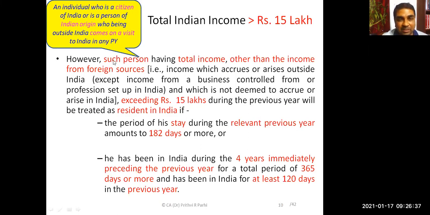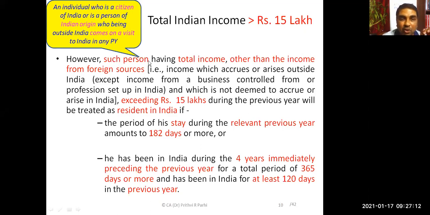However, such person, can you see the wording? What is written here? Such person. And the meaning of such person I am explaining: an individual who is a citizen of India or a person of Indian origin who, being outside India, comes on a visit to India in a previous year. That means I am talking about the third exception category of person. Right? Okay? Yes, sir. Now you see, one more complexity, and you have to see that situation if the total Indian income exceeds 15 lakh. This is one more condition.